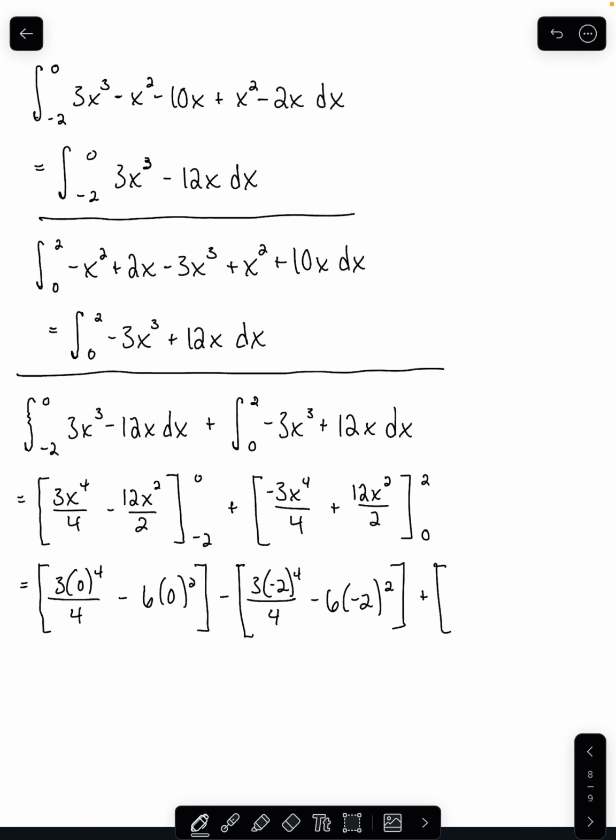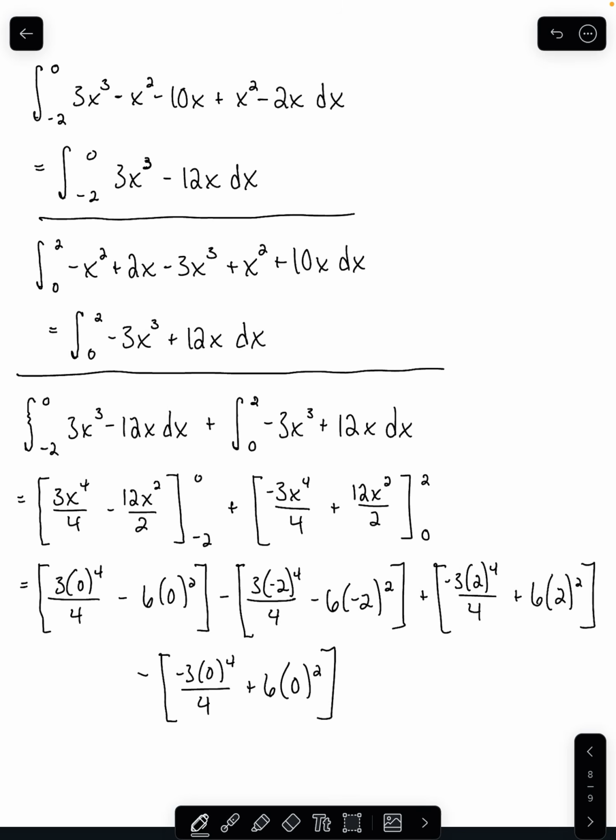Next, for the second integral, we have negative 3 times 2 to the fourth over 4 plus 6 times 2 squared, minus negative 3 times 0 to the fourth over 4 plus 6 times 0 squared. And while this looks large, keep in mind that this being a polynomial, any power of 0 is 0, and thus each of these will be equal to 0 and will completely drop out.